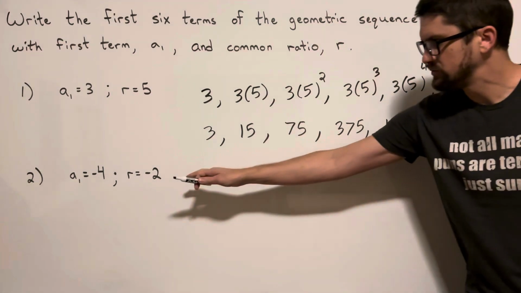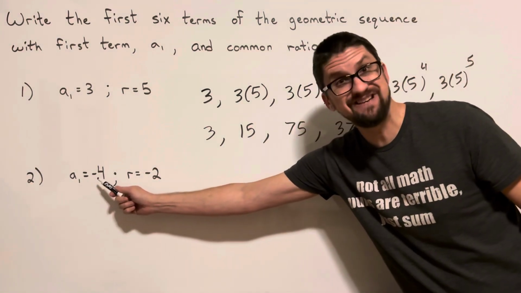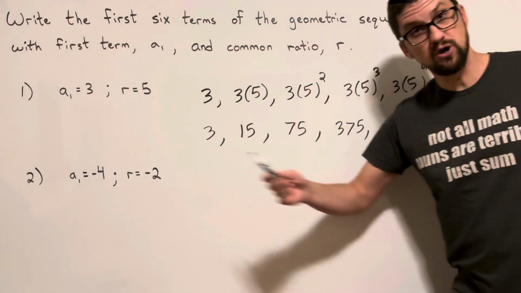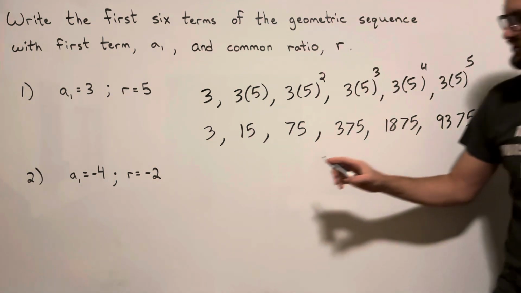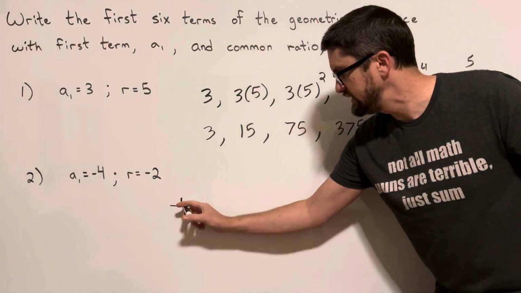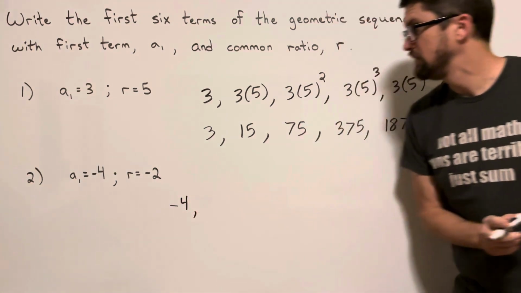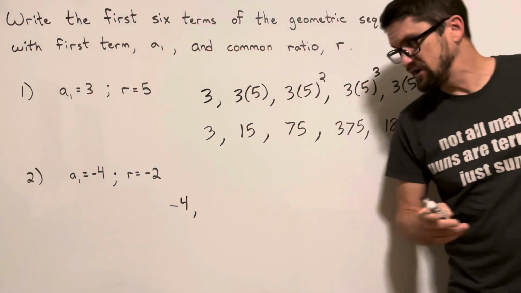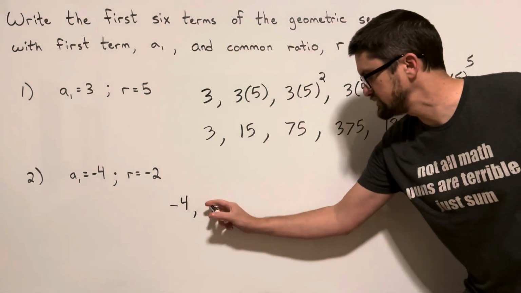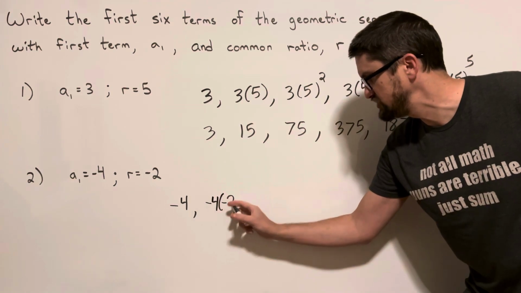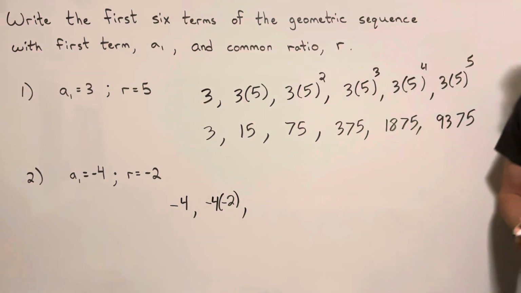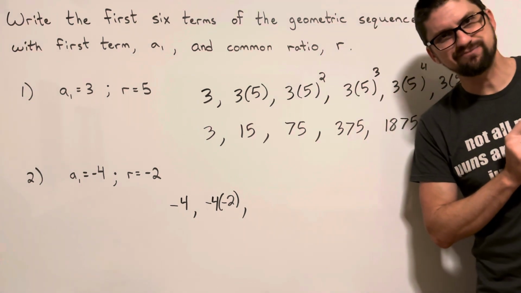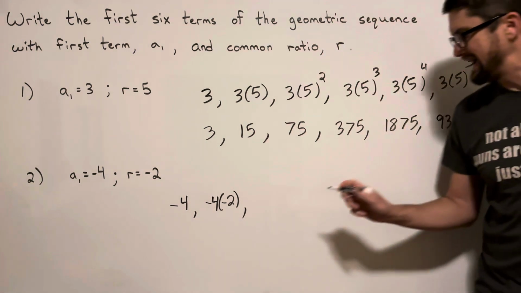Let's look at number 2. Number 2 has the first term of -4 and a common ratio of -2. So again, you're going to start with the first term, -4, and then you multiply by the common ratio. So the second term is going to be -4 times -2. And then with each next term, you just increase the exponent on the ratio by 1.